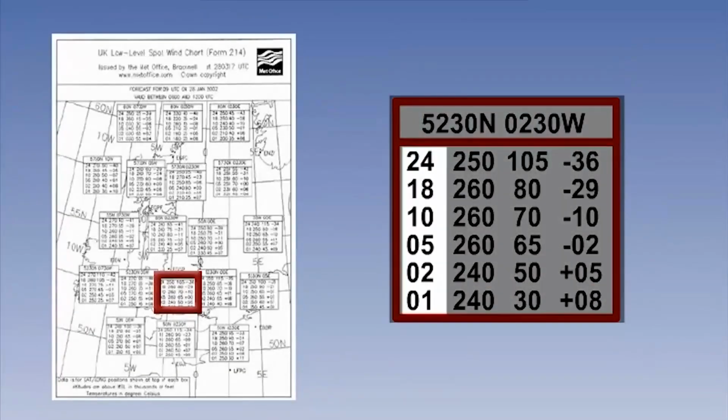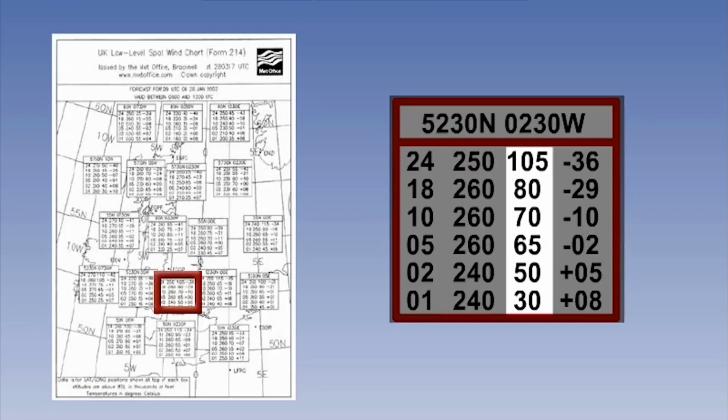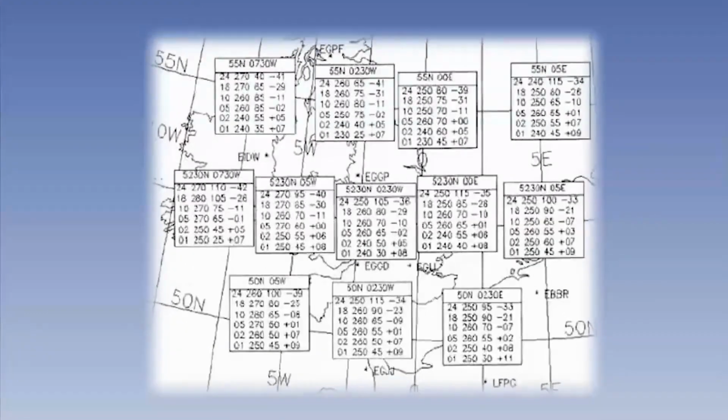The left-hand column gives the altitude in thousands of feet above sea level. The next, the expected wind direction in degrees true at that level. Next follows the wind speed in knots, and finally the temperature in degrees Celsius with either a positive or negative prefix. So, as you can see, interpreting the spot wind chart is very simple.